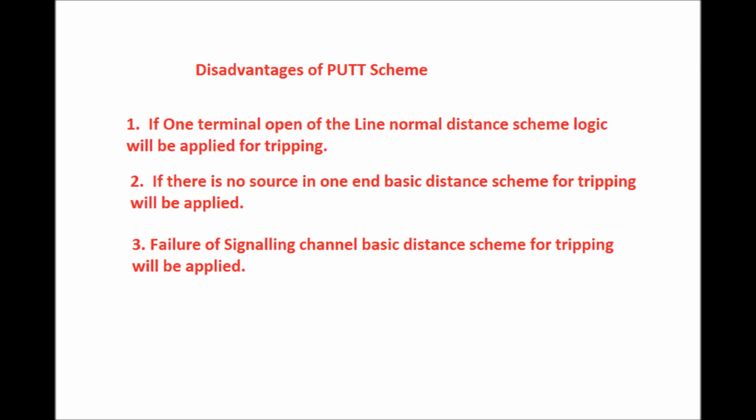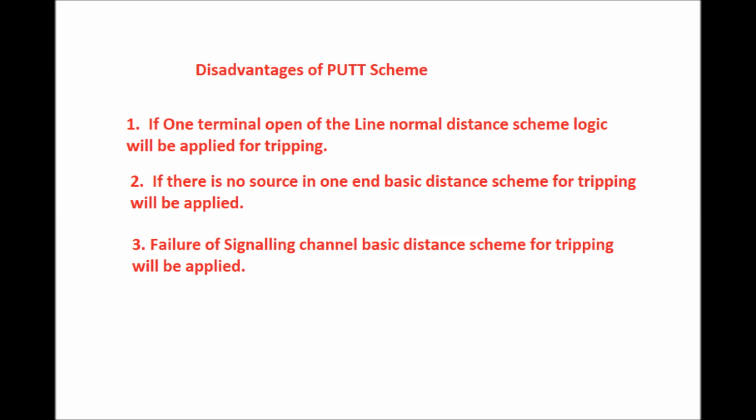What are the disadvantages of the PUTT scheme? Number 1: if one of the terminals of the line is open, the normal distance scheme logic will be applied for tripping. For example, in between substation A and substation B, the breaker is open at the substation B end and the line is charged from the substation A end. So if a fault occurs at zone 2 location from this substation A end, this fault will not be detected by the substation B end relay since the breaker is open. So normal distance logic will be applicable.